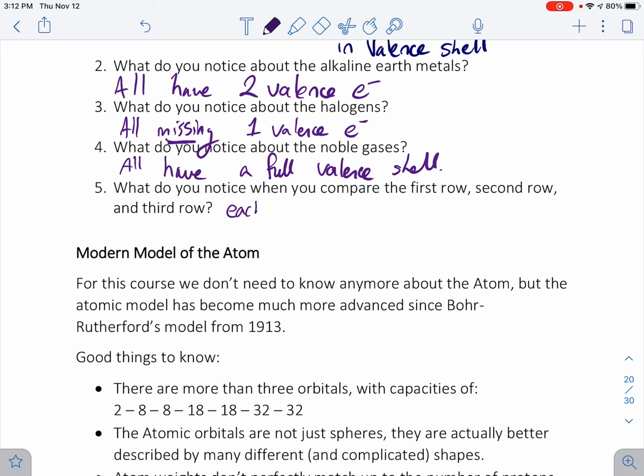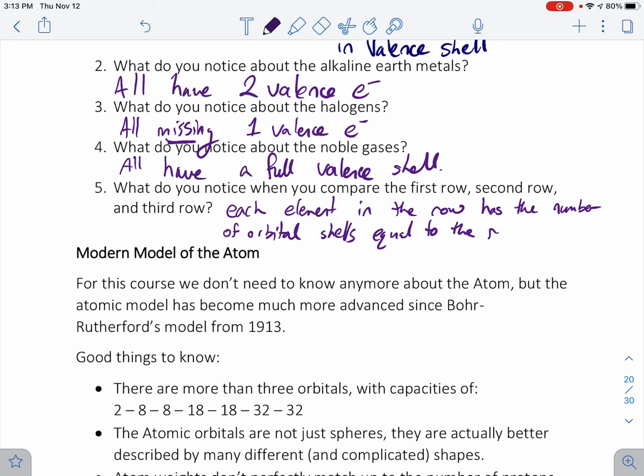Each element in the row has the number of orbital shells equal to the row number.